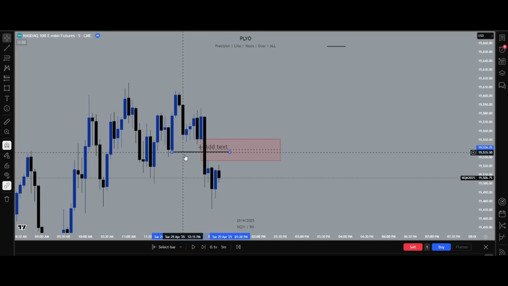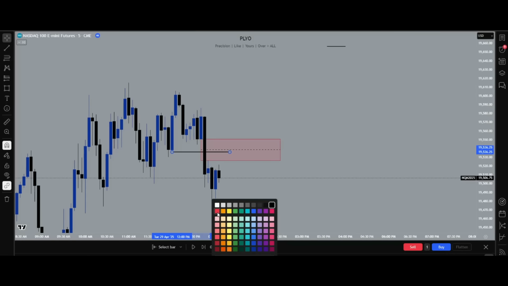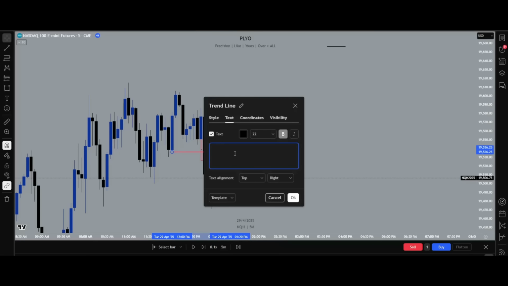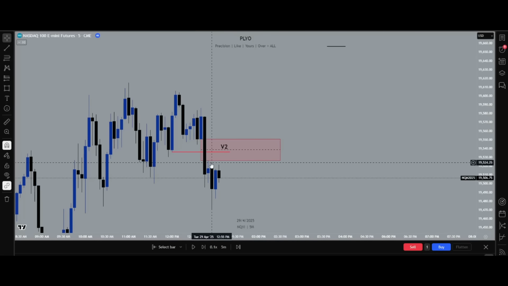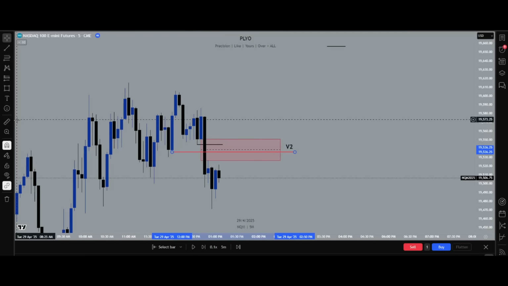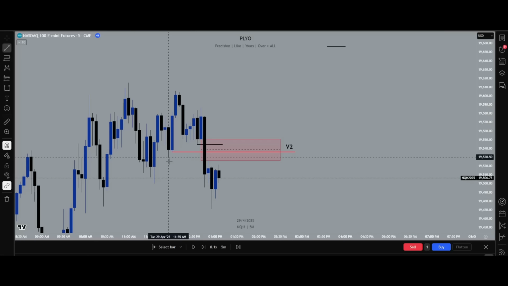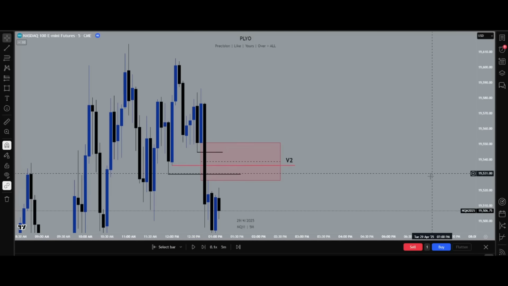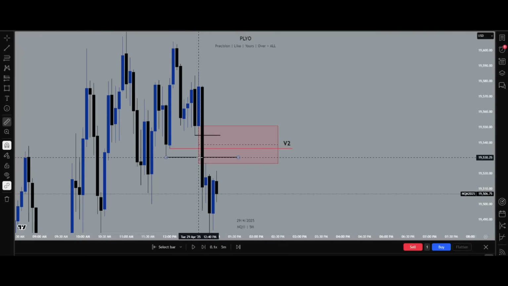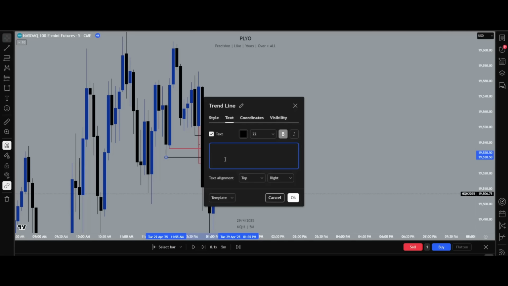Okay, so let's highlight this. So red right here represents version 2. So we're going to name this version 2. This right here is version 1. Okay, so this would be a short. Let's make sure that it meets all our rules here. It is 3 points away from the edge. It's definitely 3 points away from the other side. This low down here, is it 3 points away? It is. So this also would be version 1.